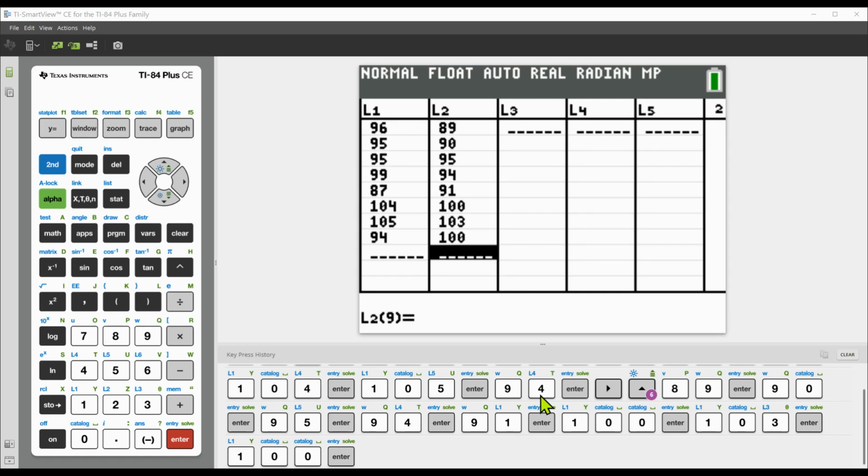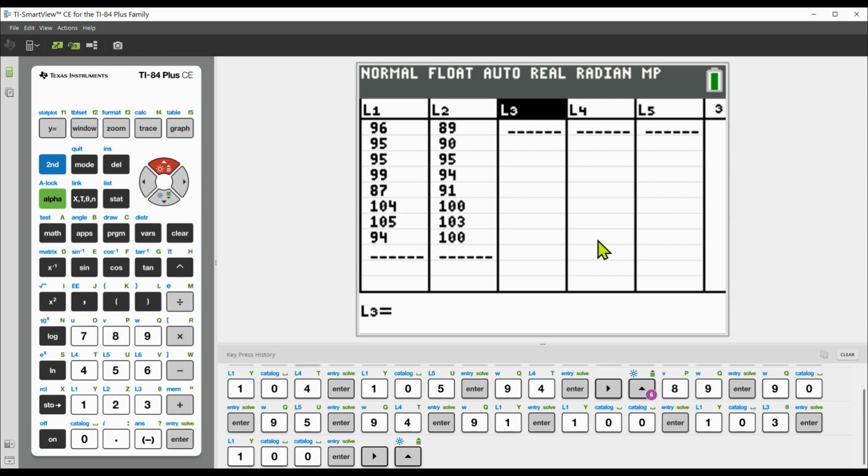So here we are in the TI calculator screen, and we have our data in our L1: 95, 96, 95. I'm just checking it real quick, make sure I have the right numbers. And then L2, you have your data after the effect.